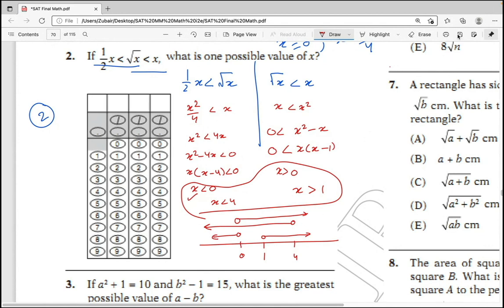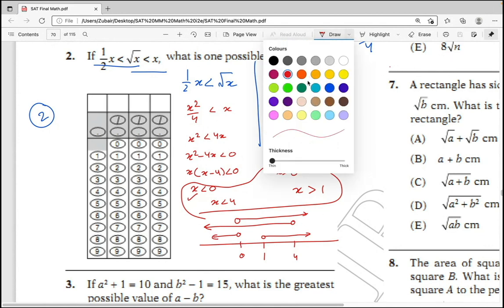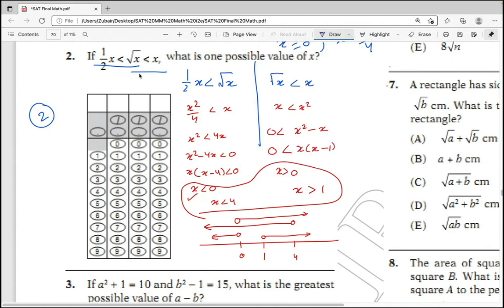So one possible value, because we don't have any negative option to answer in this question, we can ignore that, and these are the possible answers between 1 and 4. One of the answers is 2, as Mohammed said, and the other could be 3. So if you write 2 or 3, both are correct.